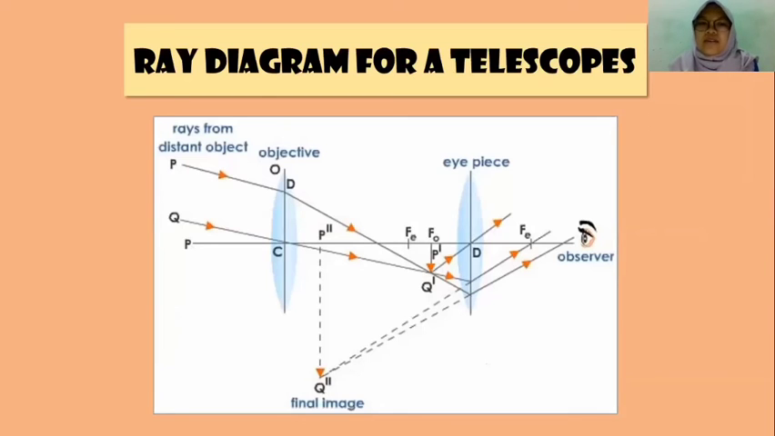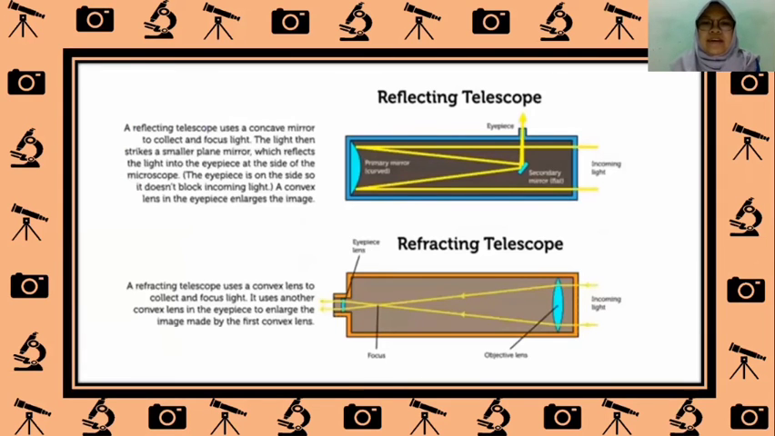And this is the ray diagram for a telescope. And yeah, this is a reflecting telescope and a refracting telescope. A reflecting telescope uses a concave mirror to collect and focus light, while a refracting telescope uses a convex lens to collect and focus light.